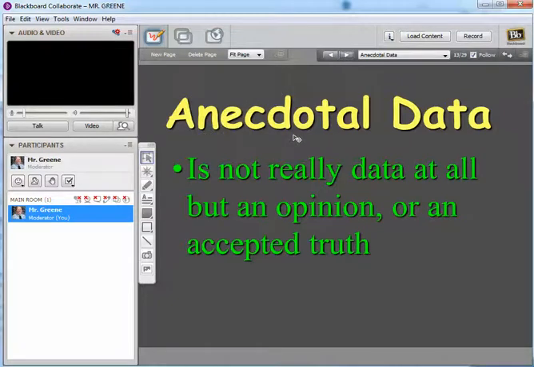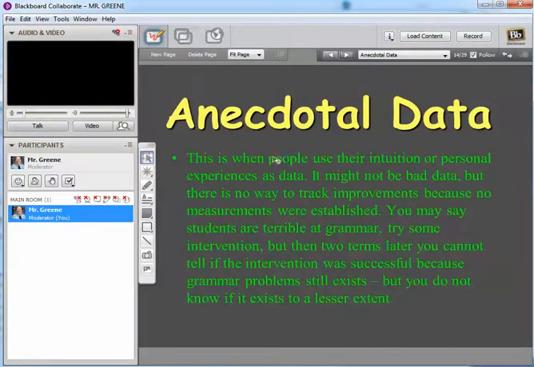Now, a couple of terms that also show up in this lesson. One of them is incidental data. This is not really data at all, but it's an opinion or an accepted truth. Here's an example. It's talking about people using their intuition or their personal experiences as data. It might not be bad data, but there's no way to track improvements because no measurements were ever established. You might say students were terrible at grammar, and you try some intervention as a teacher, but then two terms later you cannot tell if the intervention was successful, because grammar problems still exist, but you don't know if the problem exists to a lesser extent or not.